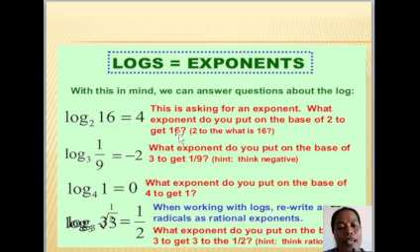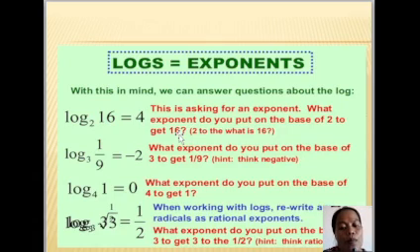Again, logarithms are exponents. With this in mind, we can answer questions about the logarithm. First, logarithm of 16 to the base 2 is equal to 4. This is asking for an exponent. What exponent do you put on the base of 2 to get 16? So 2 to what is 16? 2 to the power of 4 is 16.